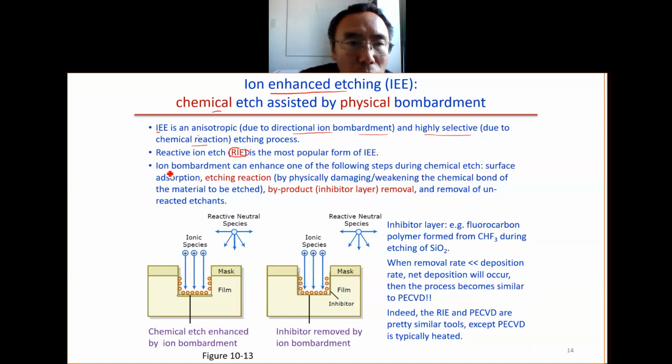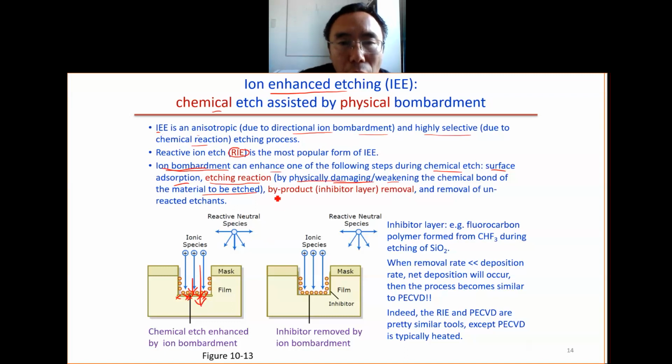So how come the ion bombardment will enhance the chemical etching? There are a few possibilities. First, the ion bombardment will help surface adsorption. It can also help the etching reaction because the physical damage weakens the chemical bonds of the material to be etched. So here we have ion bombardment, and those areas are damaged or weakened, then the etching will proceed.